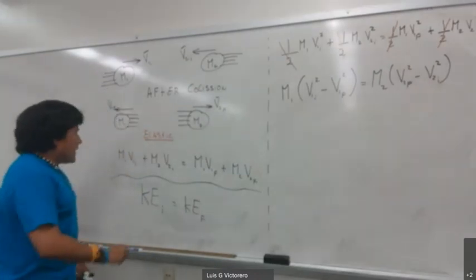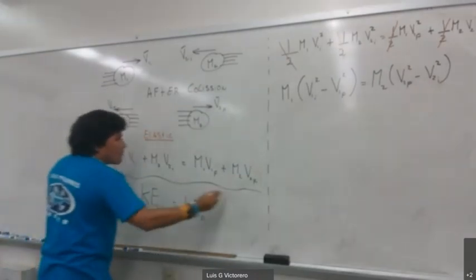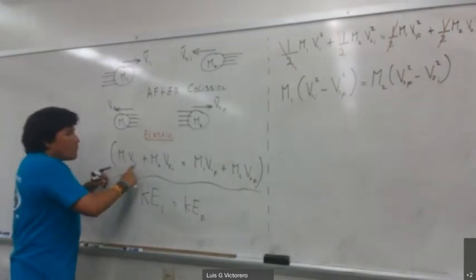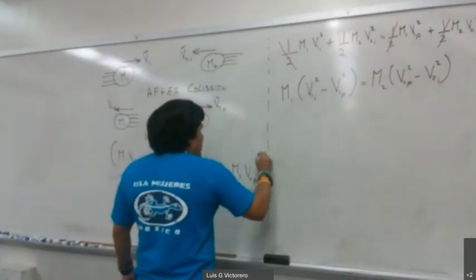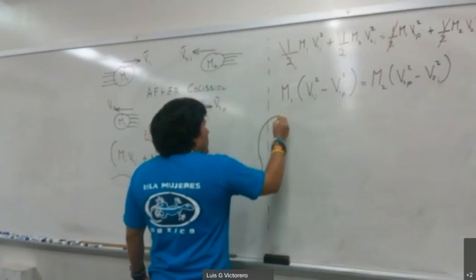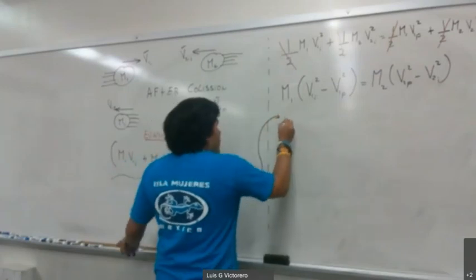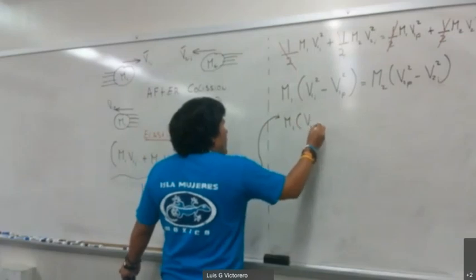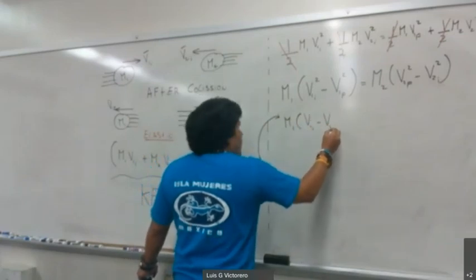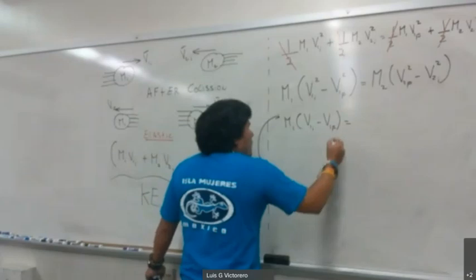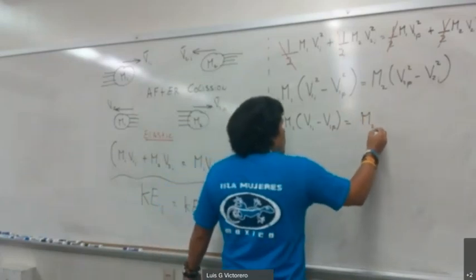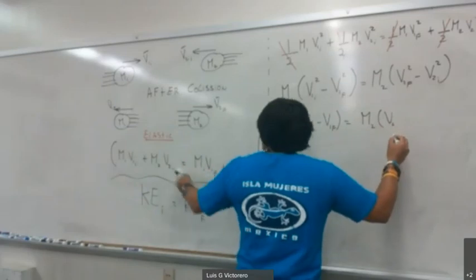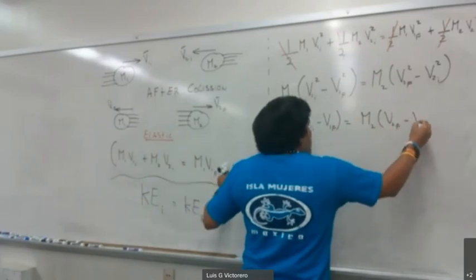Now, let's take a look at this equation. I can also do what I did there, M1s with M1s. So from here, M1 times V1 initial minus V1 final equals M2 times V2 final minus V2 initial, right?